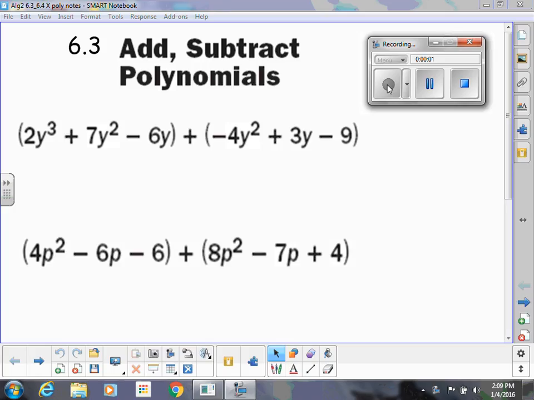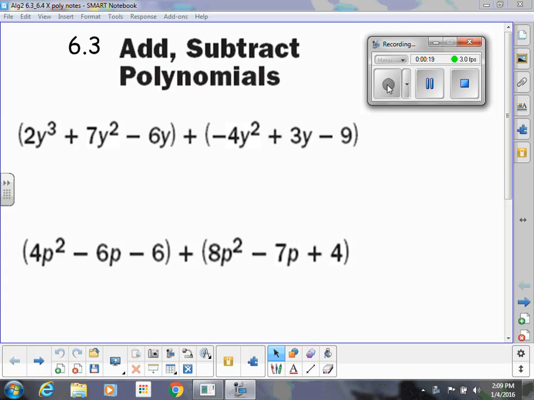All right, Algebra 2. We are going to now talk about different operations with polynomials. And remember, as you're taking notes, if you need more time to write things down or if you need to go back and rewind, please do that because I will go through this pretty quickly. So you're always welcome to do that.